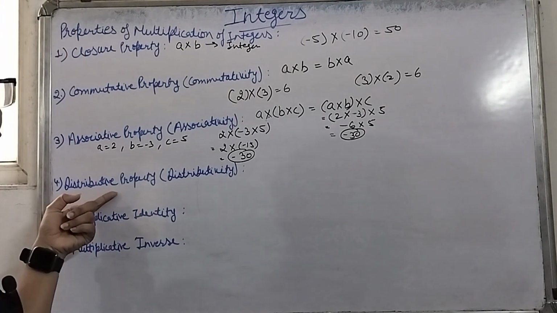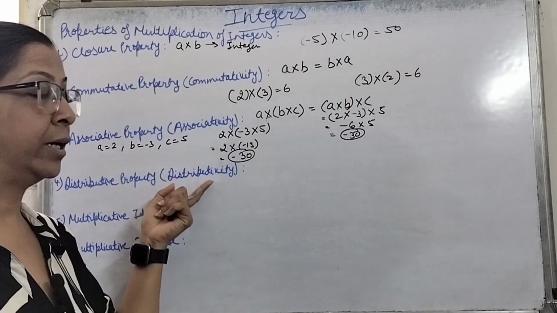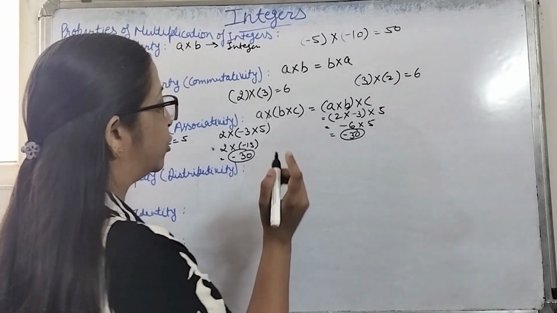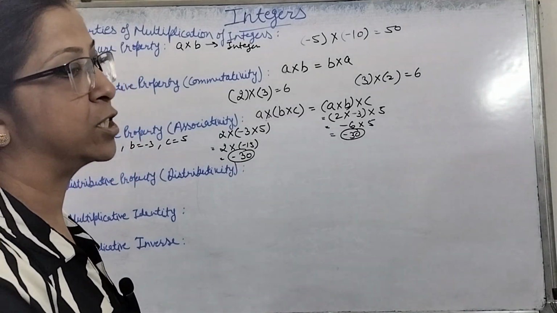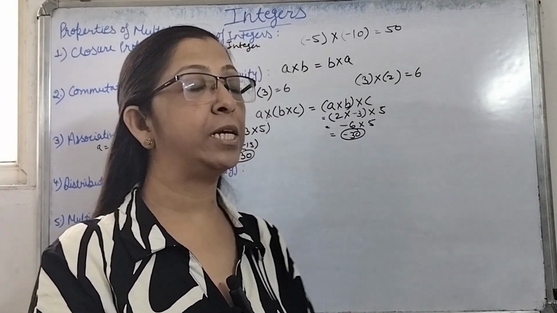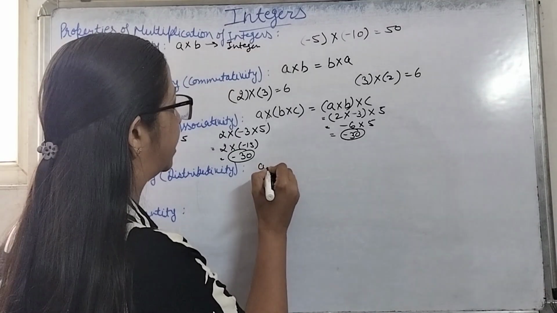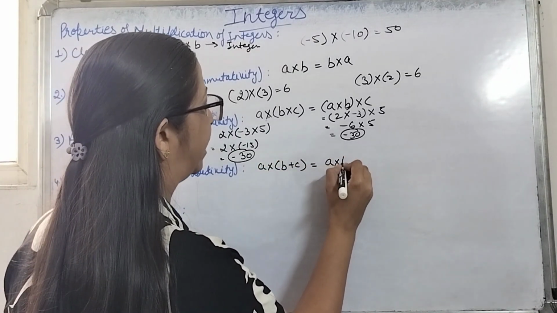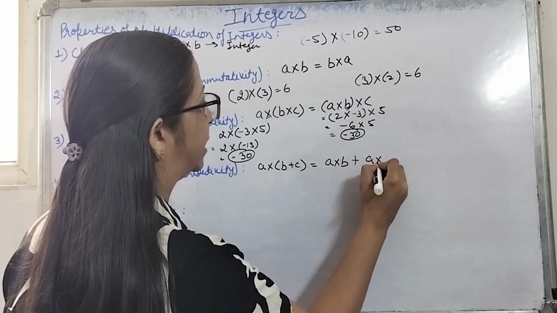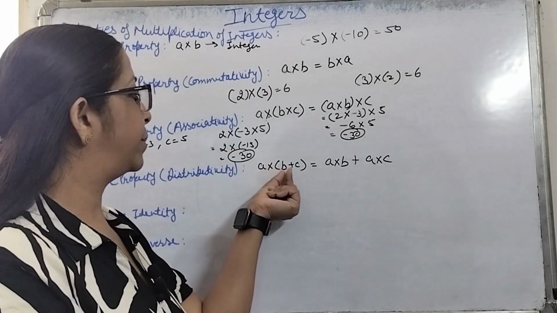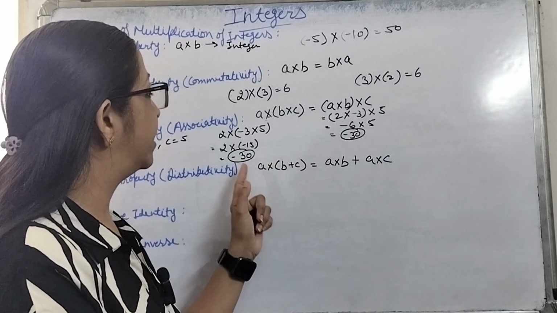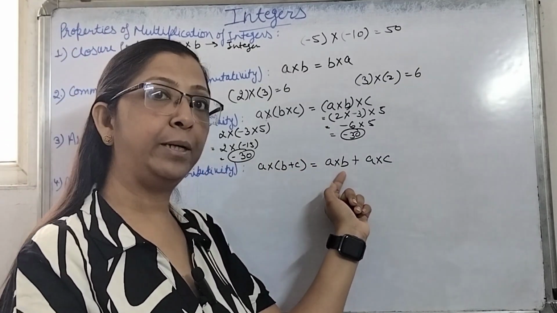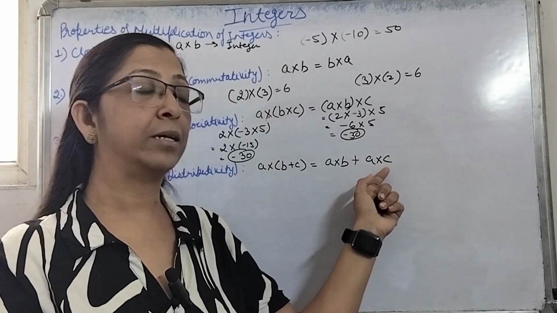Then comes the distributive property, also known as distributivity. According to this property, if there are three integers, one is a, another is b, and the third one is c, then a multiplied by (b plus c) will be equivalent to a multiplied by b plus a multiplied by c. If a, b, c are three integers, then a multiplied by (b plus c) will be equivalent to a multiplied by b plus a multiplied by c.